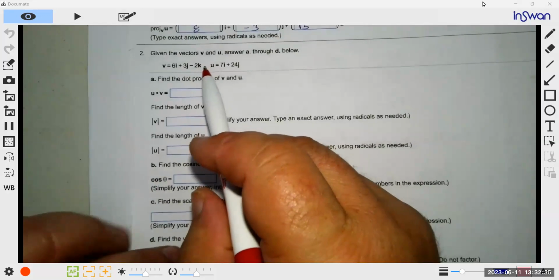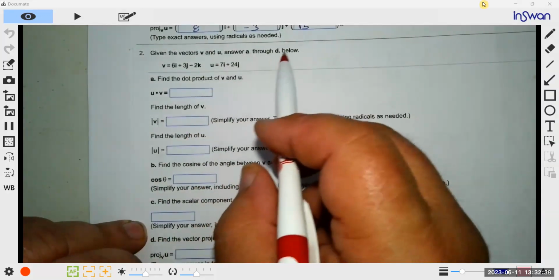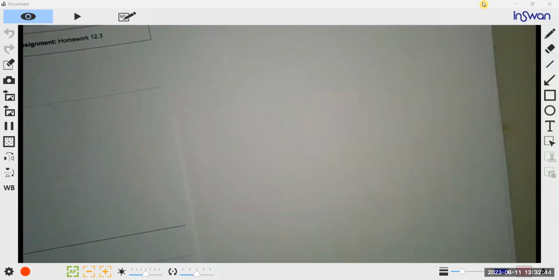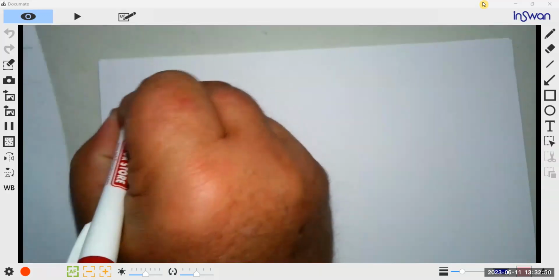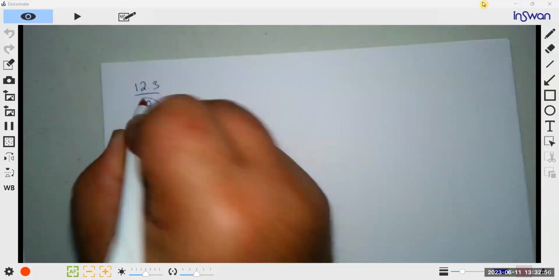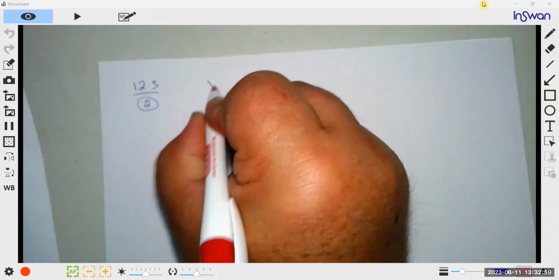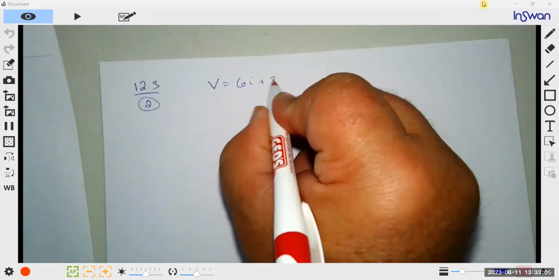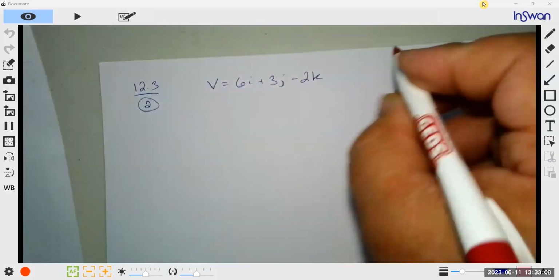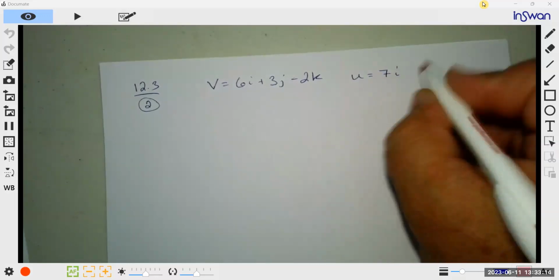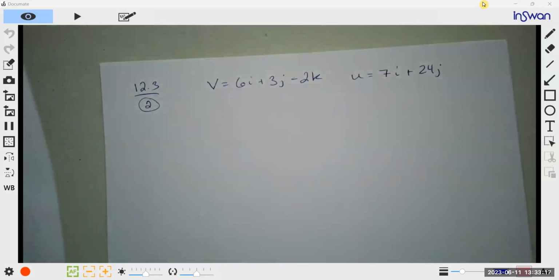All right, given the vectors v and u, answer A through D below. Let me write this one down. This is 12.3, number 2. I'm saying that v is equal to 6i plus 3j minus 2k, and u is 7i plus 24j.